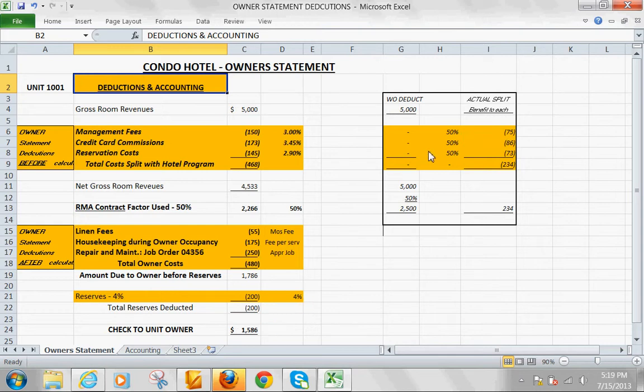Just want to show you the difference between the calculation with deductions and without deductions. Had there been no deductions, the 50% would have been applied directly to the $5,000 and the owner would have had a check before the specific deductions of $2,500 as opposed to the $2,266. That is a savings of $234, and you can see that that comes from 50% of each of the deductions before the calculation, okay?